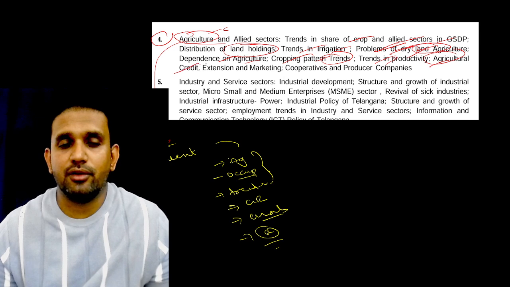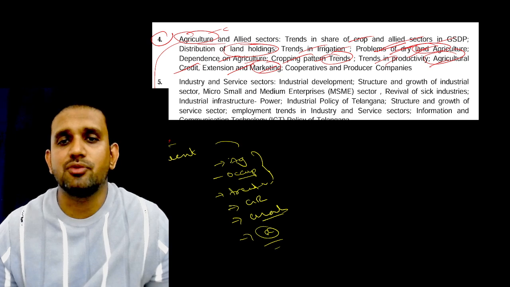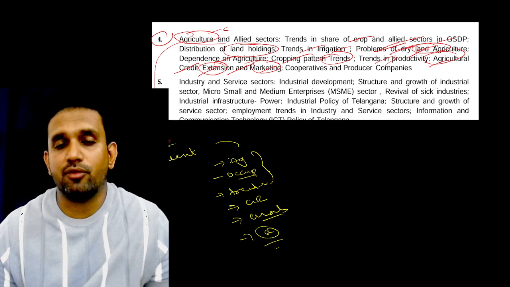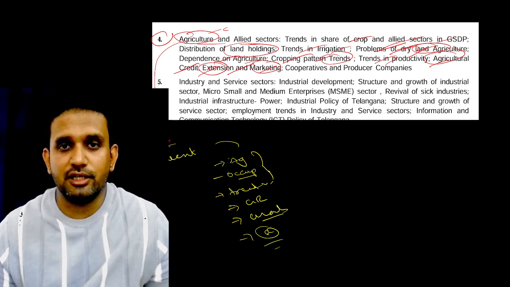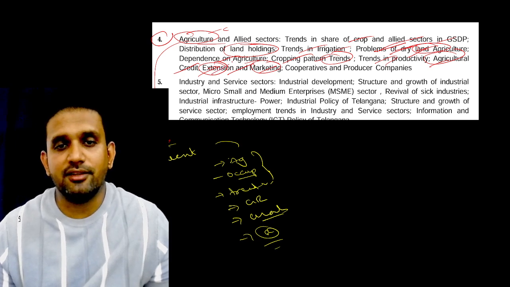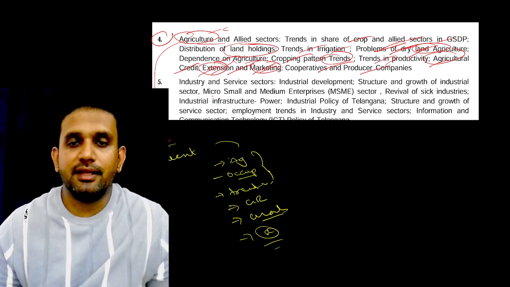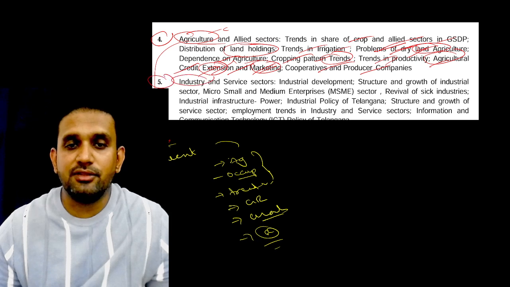Agriculture credit, loans to the agriculture sector. Extensions and marketing, what are the various programs that we have initiated in order to make the farmers aware of new agriculture technologies, new agriculture services, diagnostics of the soil, etc. That is extension services, marketing, cooperatives and producer companies. Then the fifth unit is all about the industry sector and service sector.